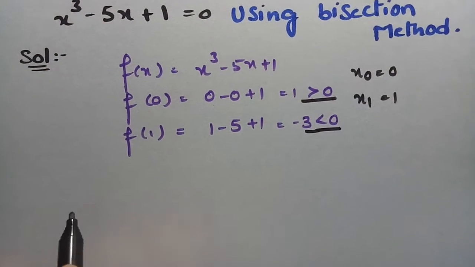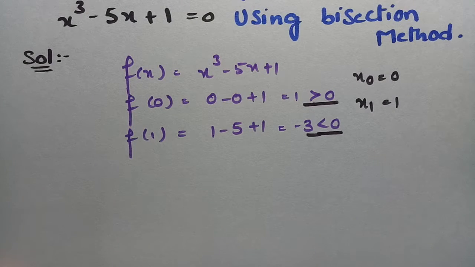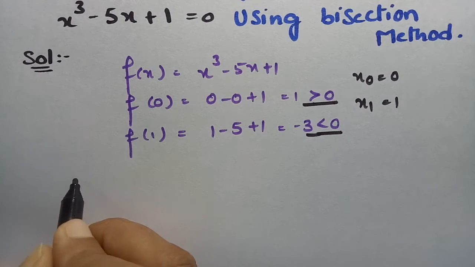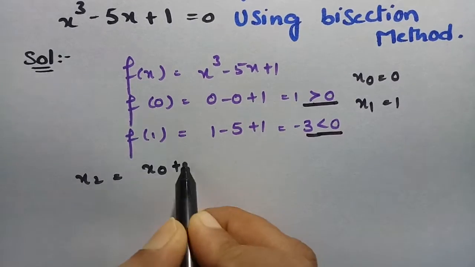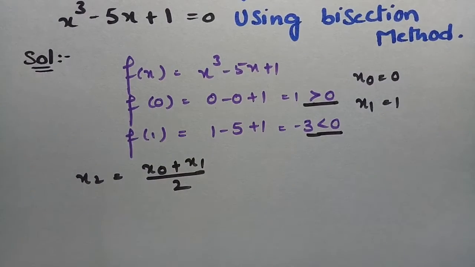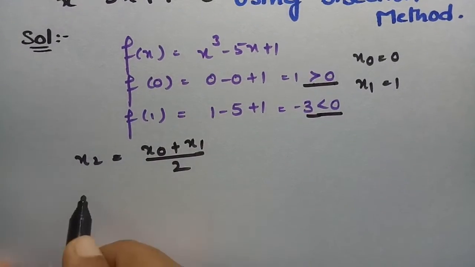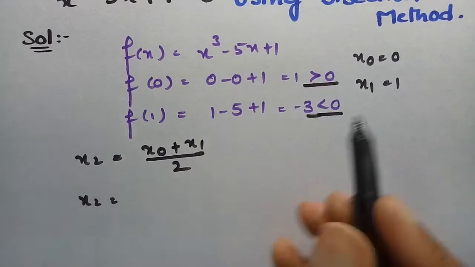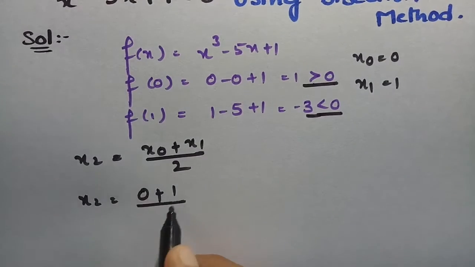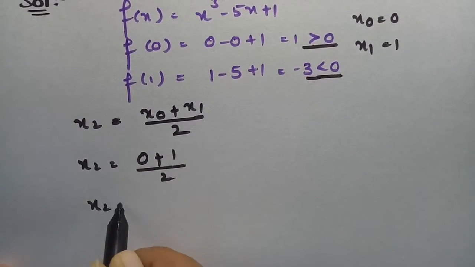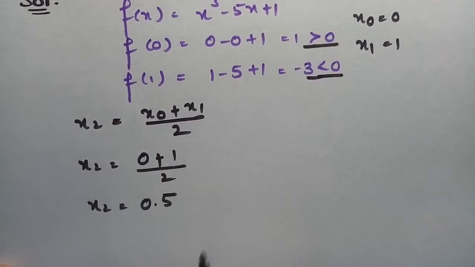Next, since it is a bisection method, we have to calculate x2. So how do we get x2? Here x2 = (x0 + x1)/2, like that we have to bisect. What is our x0 value? x0 is 0 and x1 is 1, divided by 2. So x2 will be 0.5.